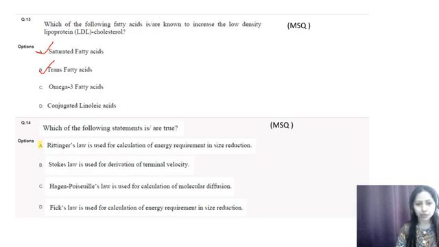Question number 14. Which one of the following statements are true? Options are Rittinger's law is used for the calculation of energy requirement in size reduction.